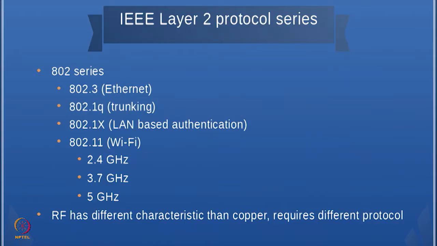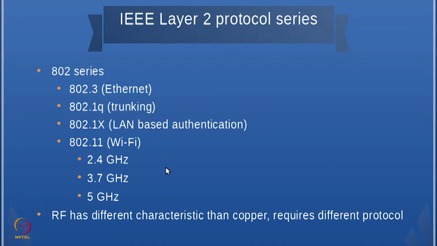Before we go into wireless, we need to understand some of the IEEE layer 2 protocols. 802.3 is the Ethernet protocol. If you look at Wireshark, you would have seen Ethernet II. 802.1Q is trunking, and 802.1X is usually the LAN based authentication, and 802.11 is Wi-Fi. It operates on 2.4 and 5 GHz, and usually 2.4 is the one which is used.